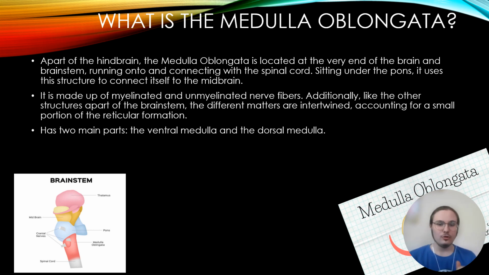The medulla has two parts. It is the ventral side and the dorsal side. These are the two main parts of it, and they do similar things to the body, but they do it on different sections of it. And I'll go further into that in the next slides.